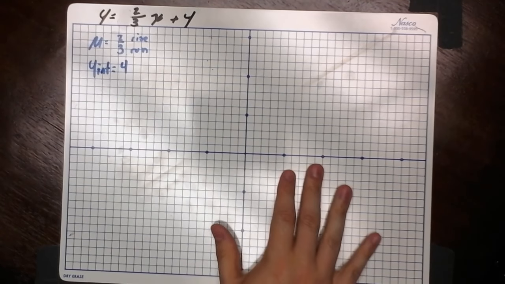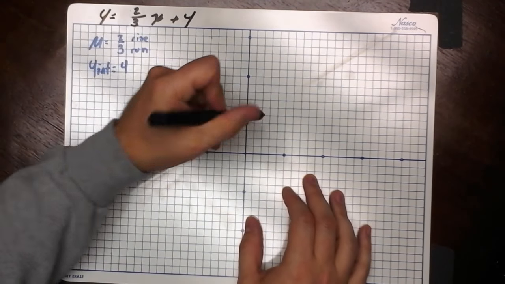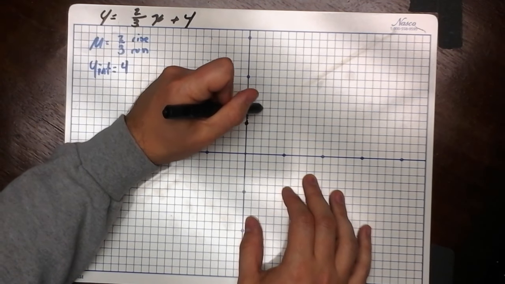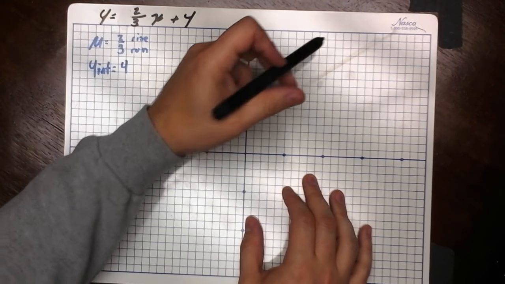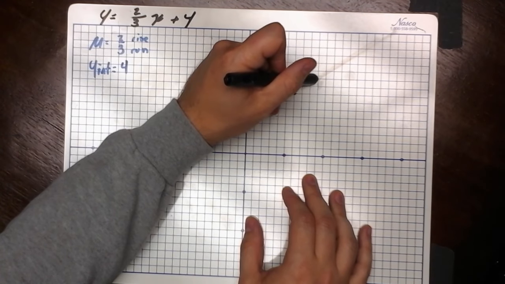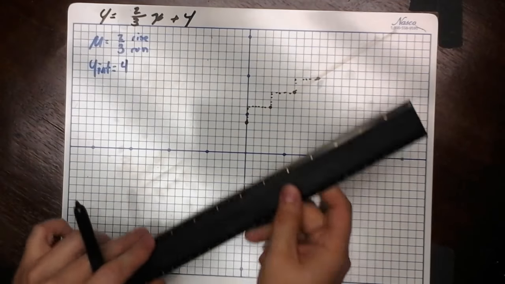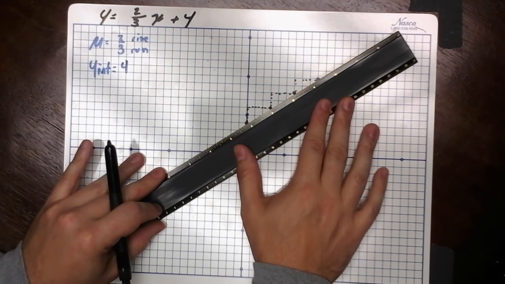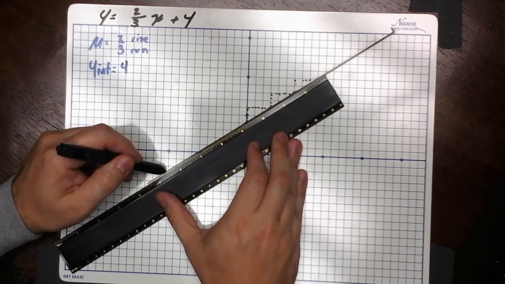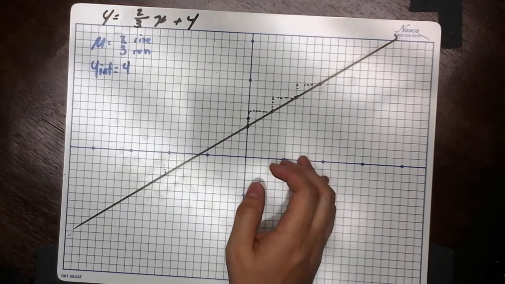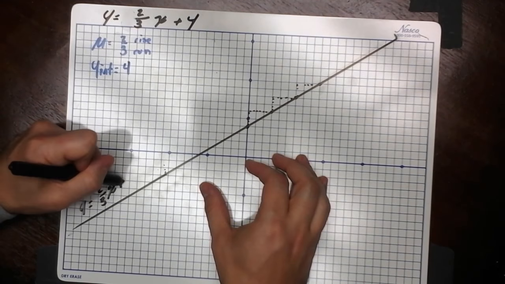So here's how I'm going to graph this. I'm going to start at 4. Then I'm going to go up 2 over 3. Up 2 over 3. So one more time, up 2 over 3. You don't need that many points, but I just want you guys to see the example as clearly as possible. Now, I'm going to draw my line. There it is. And this is the line y equals 2 over 3x plus 4.